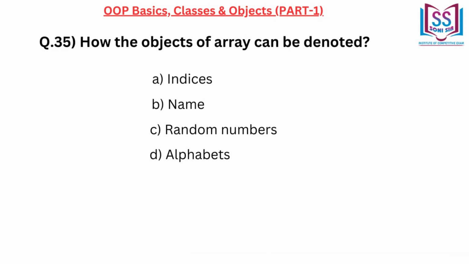How can the objects of an array be denoted? A. Indices. B. Name. C. Random numbers. D. Alphabets. Correct answer, A. Different objects in an array can be denoted with the indices of the array. The first object is denoted by 0. And the further indices denote the next objects in sequence of the array.